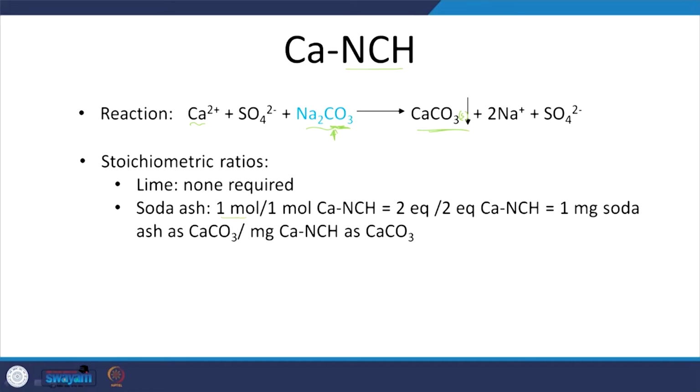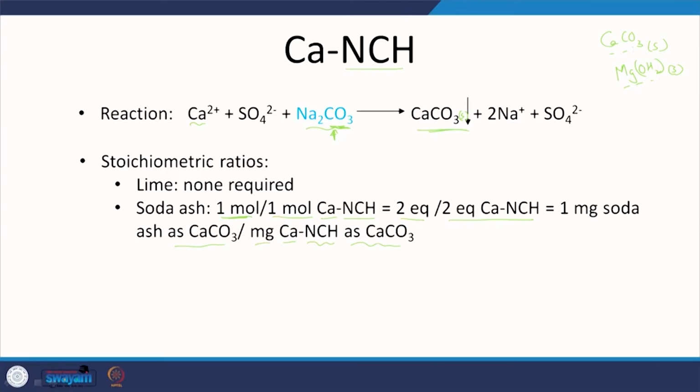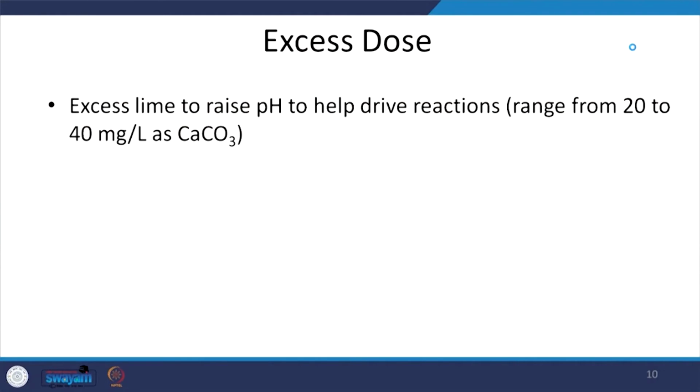We have 1 mole of soda being added for 1 mole of calcium associated with the non-carbonate hardness. So 2 equivalents per 2 equivalents, and thus 1 milligram of soda ash expressed as CaCO3 per 1 milligram of calcium associated with non-carbonate hardness expressed as CaCO3, right? Again, typically note that we add units in terms of CaCO3. In general, if you are not able to remember, just understand that we are trying to remove CaCO3 solid and magnesium hydroxide solid, and then you can just try to see how much soda ash or how much lime has to be added to precipitate this out, and then you will get the relevant equivalents, right? So let's see if we can summarize that.